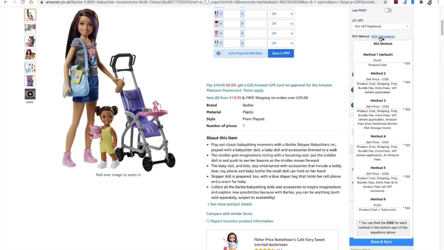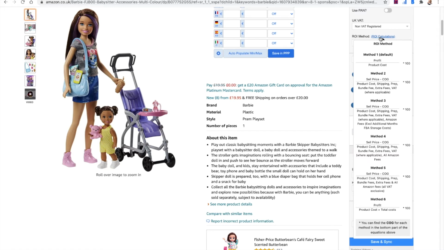But the difference between method 2 and method 3 is that method 3 is including more costs. So you can see that the Amazon fees are included in method 3 and they're not in method 2. So if you want to take account of more of all of your fees, then you'd use method 3. So method 4, as you can see, is literally using every cost. And that is officially the most accurate way to do your ROI calculation.